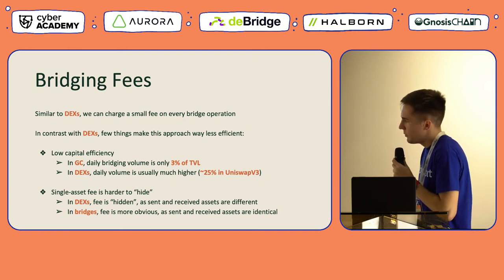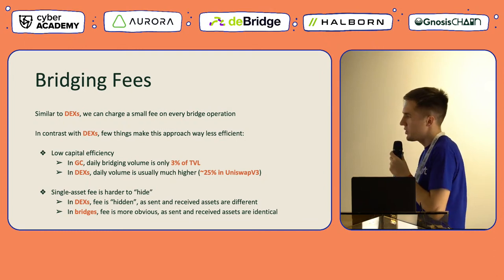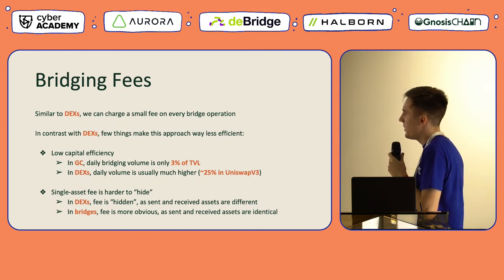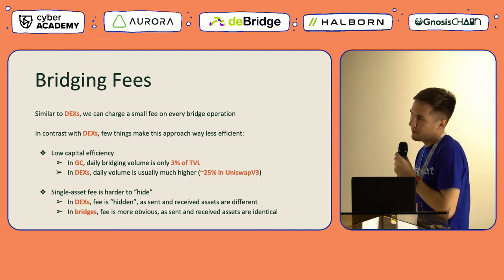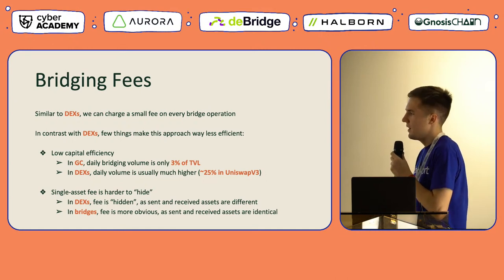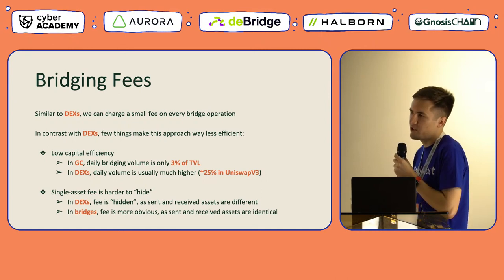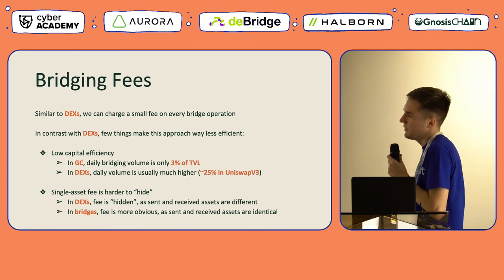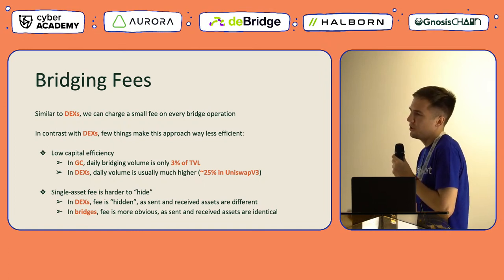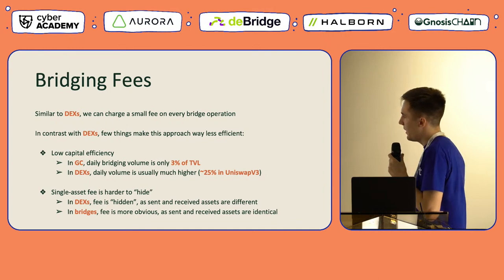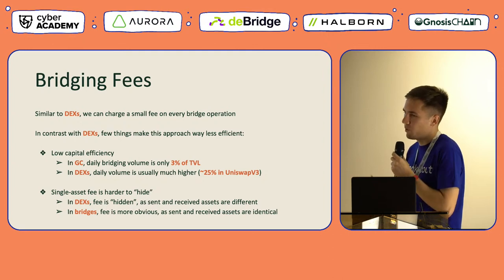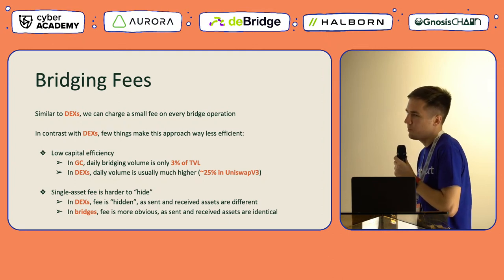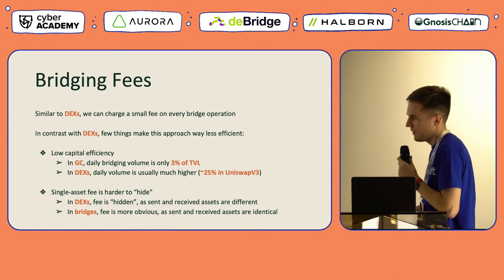And the second problem here is maybe a psychological one, and is related to the idea that in decentralized exchanges, the fee taken can be thought of as a kind of hidden one. As typically the sent and received assets that a user trades are completely different, with a volatile exchange rate between them, it's definitely hard for the user to understand the actual amount of value he is paying in fee. If you compare that to the way it works in bridges, we'll see that the fee there is much more obvious, as the sent and received assets are typically the representation of the same thing.